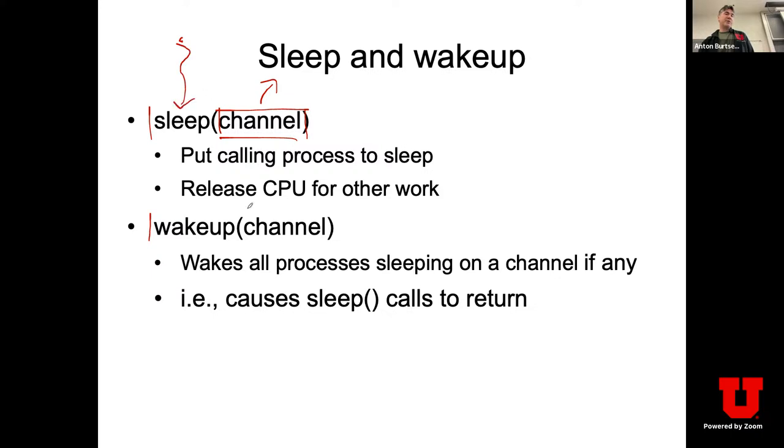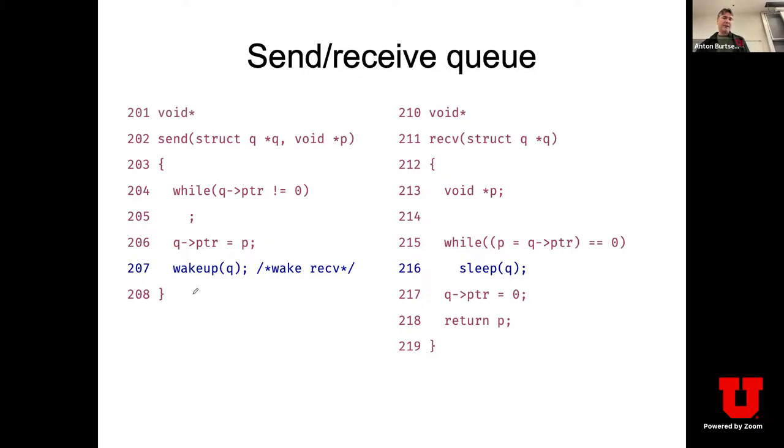When the process calls sleep, the operating system puts the process into a state in which it will not be scheduled again until it's woken up, and it will release the CPU to other processes, right? So it kind of makes sense. Something else will start running, and hopefully it will start doing some useful work, and it will eventually wake up this sleeping process with the wake up function. So we're going to do something like this: we check the pointer, and if it's zero, we go to sleep, and we hope that the sender will actually wake us up later, right? Does it make sense?